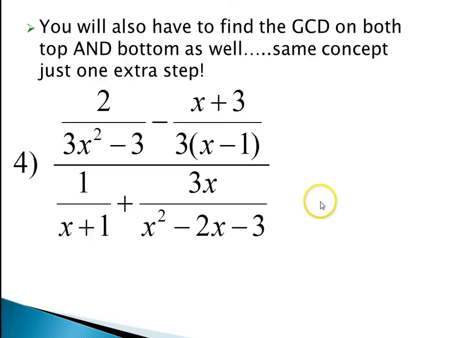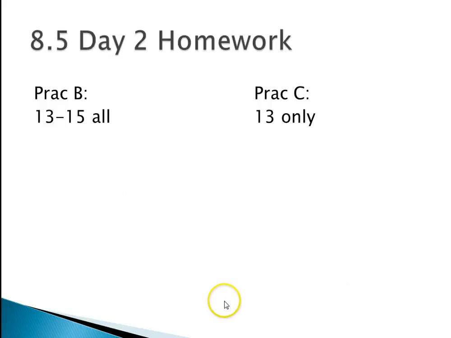Okay, but take your time. There's so many places to make mistakes on these. Take your time, make sure you slow down. Here's your homework, and as you notice, there's only 4 questions, okay? 13, 14, and 15 on B, 13 on C. Take your time, show your work. There's a lot of places to make mistakes, a lot of work to show. Show your work, okay? And get through these 4 questions for today.